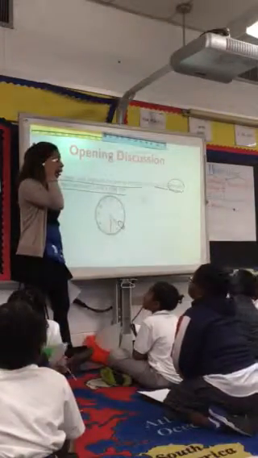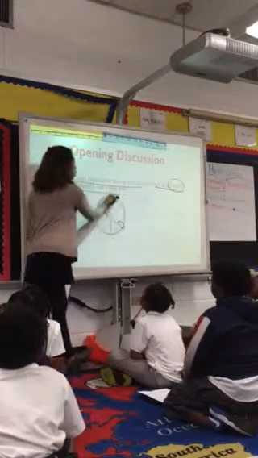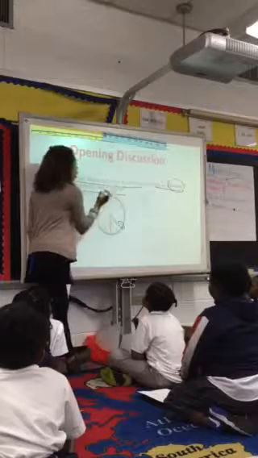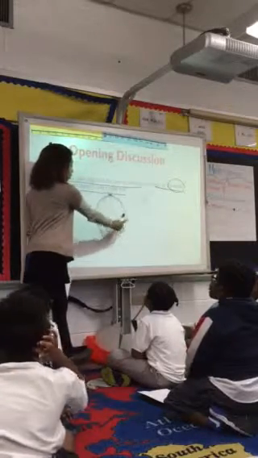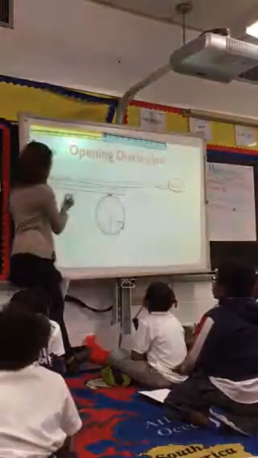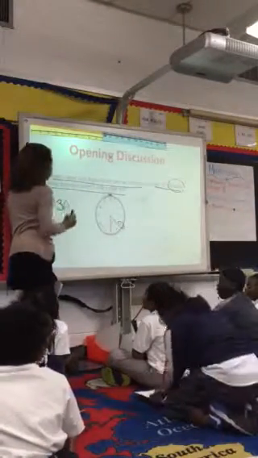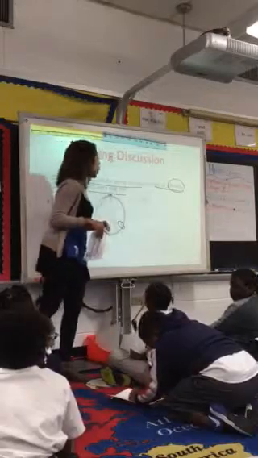Minutes count by how much on the clock? By 5. So let's start with 12, which is this o'clock. 0, 5, 10, 15, 20, 25, 30. What time is it, class? 4:30.